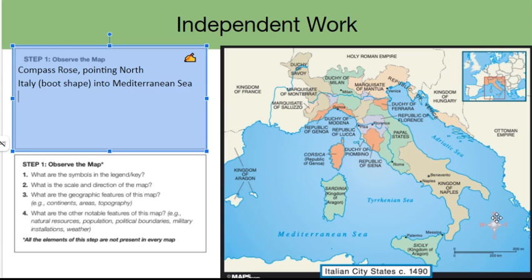What are the notable features on this map? Meaning, what sticks out? Well, there's a whole lot going on here. I mentioned the Mediterranean Sea. Political boundaries: different colors show political boundaries between the different city-states. Any military installations? Don't see it. Weather? Don't see it. Okay, next step.